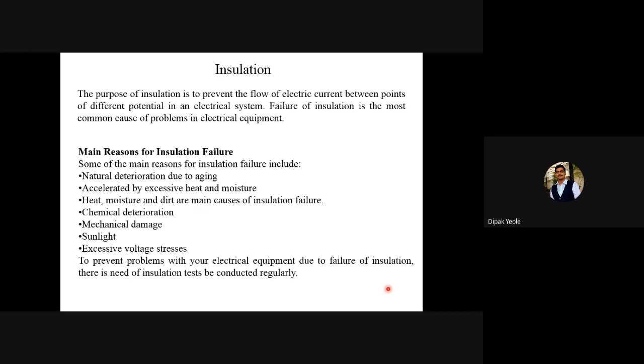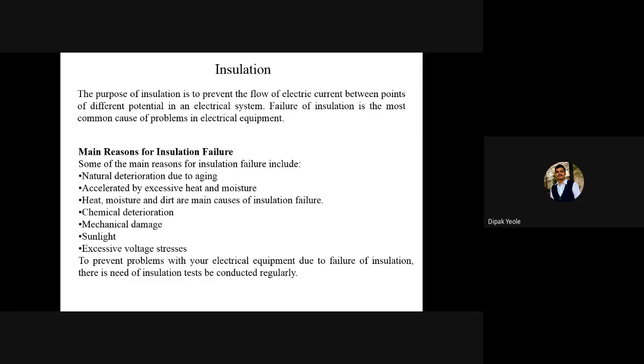So this is the ratio part, and believe me, these ratios are definitely asked in your semester exam. There might be a question based on the types of maintenance, and the next question is related to insulation ratios. The purpose of insulation is to prevent the flow of electric current between points of different potential in an electrical system. Failure of insulation is the most common cause of problems in electrical equipment.